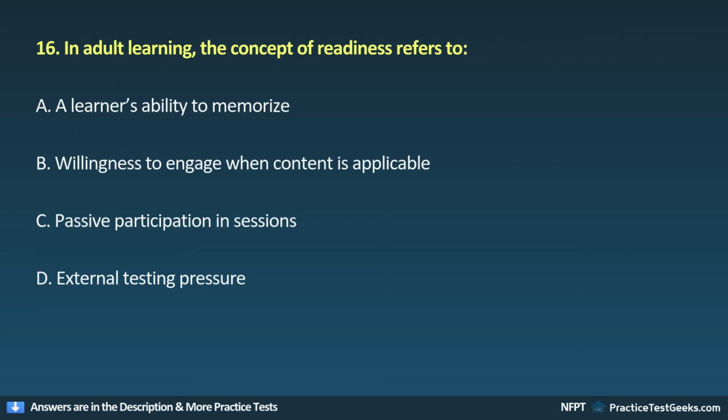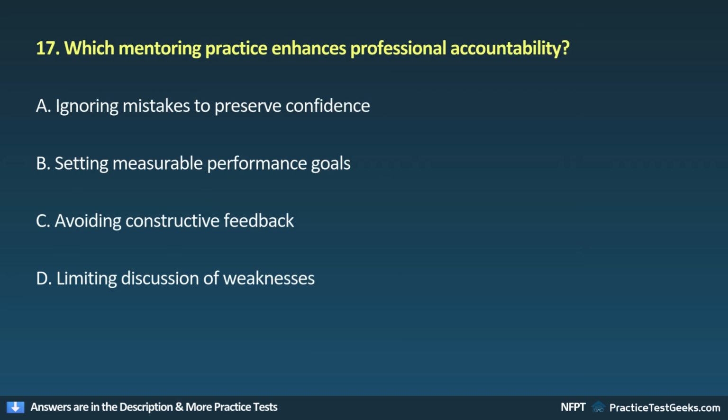16. In adult learning, the concept of readiness refers to... A. A learner's ability to memorize. B. Willingness to engage when content is applicable. C. Passive participation in sessions. D. External testing pressure.